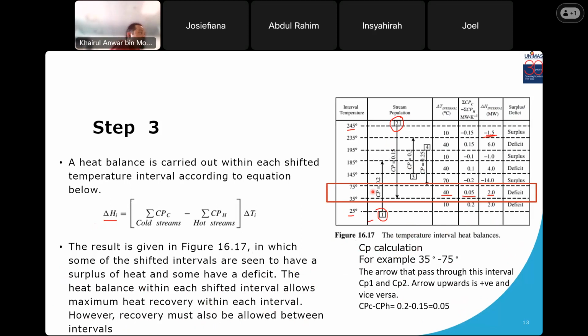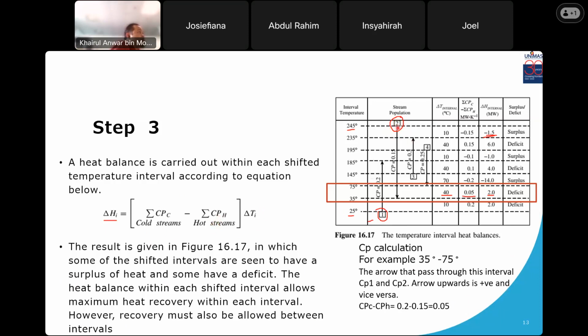So why CP1 and CP2 minus? Because the line for the arrow for the second stream and first stream is within this gap. So for example, stream 2 from 45 to 235 is alone. See here. So the equation is CP whole minus CP hot.